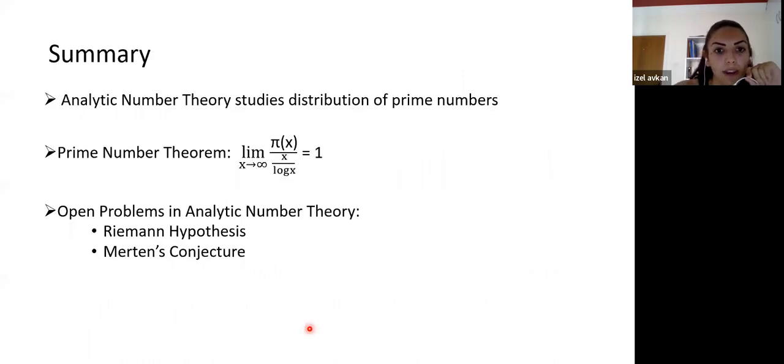To sum up, today I tried to explain what analytic number theory studies, and it studies the growth rate of some analytic functions to find the distribution of prime numbers. Then I talked about the prime number theorem, which says that pi of x is approximately equal to x over log x. And finally, I talked about some open problems in analytic number theory, particularly the Riemann hypothesis and Mertens conjecture.